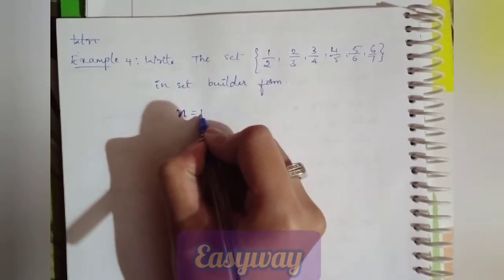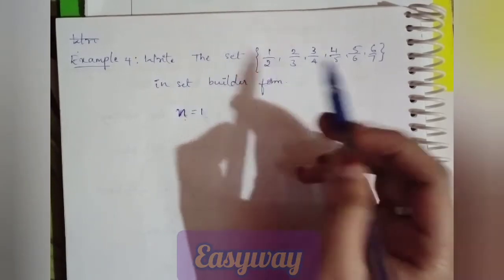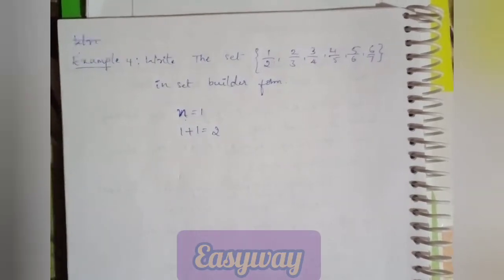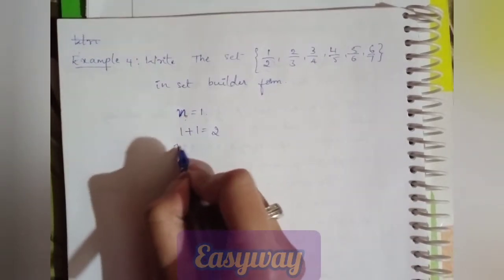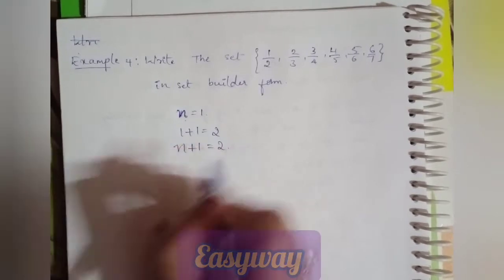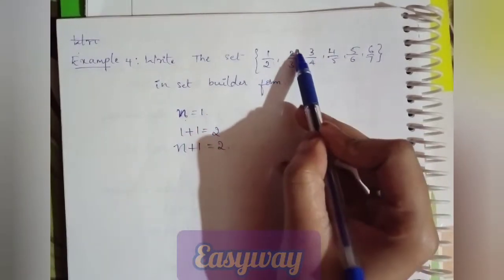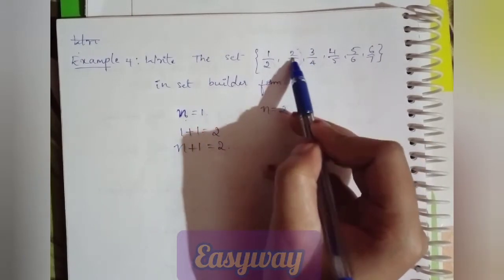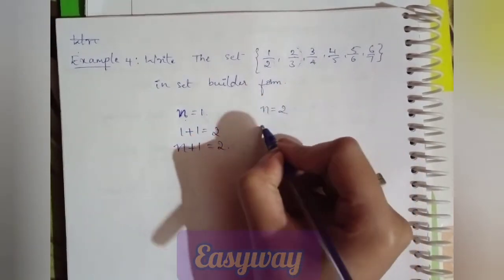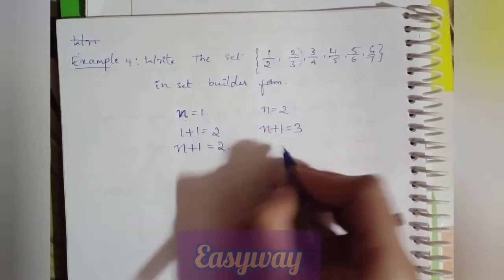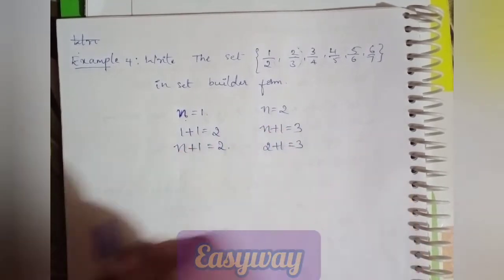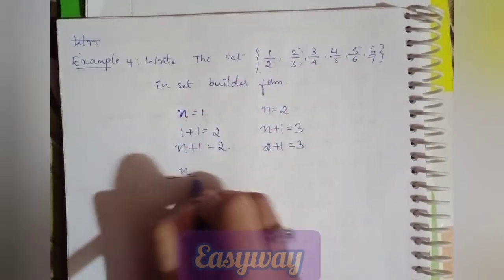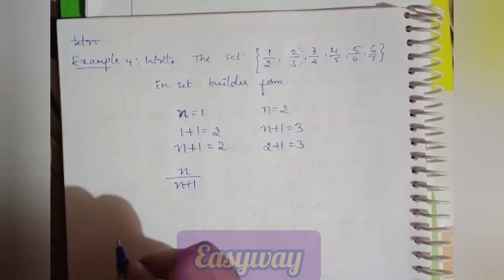If n equals 1, then the denominator is 1 plus 1 equals 2. For the second number, if n equals 2, that is if numerator is 2, then n plus 1 equals 3, that is 2 plus 1 equals 3. Now this form we can write as n divided by n plus 1, right?